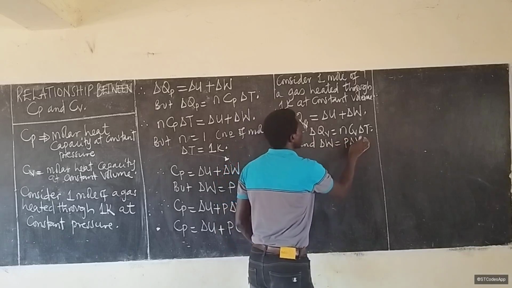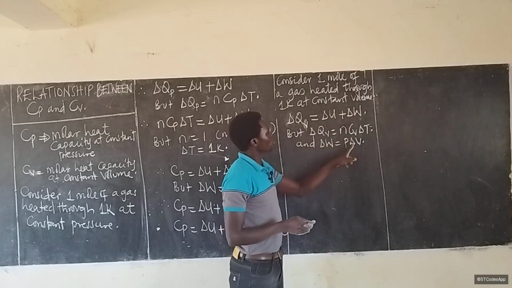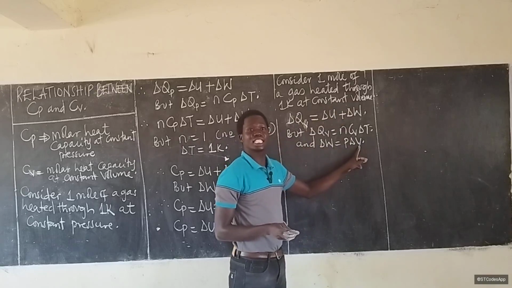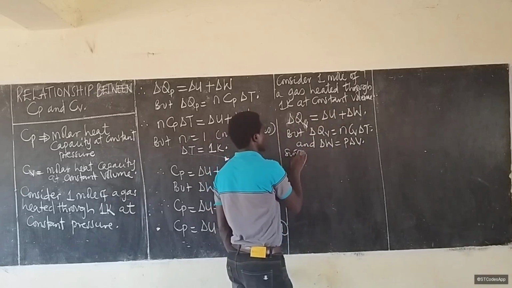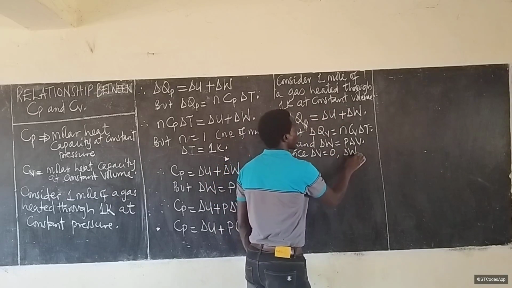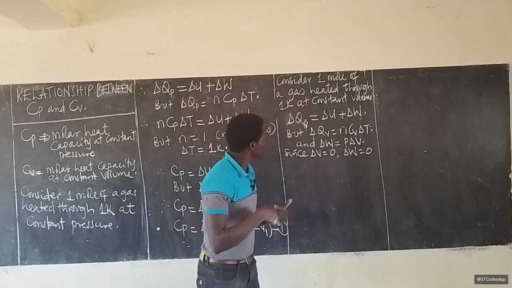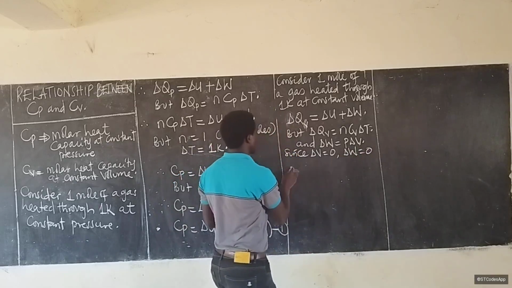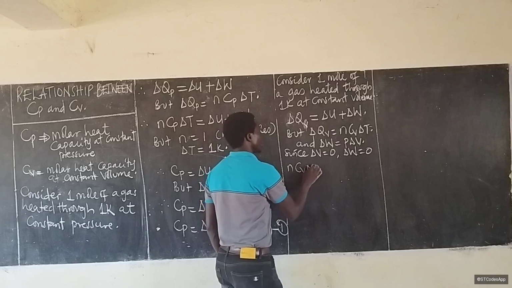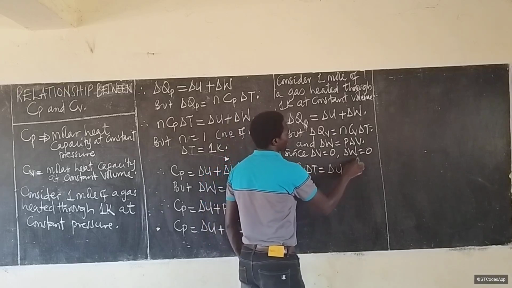So we will have that, and we need to see that the change in W, the work done, is P times the change in V. But in this case, we are dealing with a constant volume, meaning the change in V is 0. So since the change in V is equal to 0, the work done is 0. So there is no external work done in that case. So we can come and put it here: we shall have nC_V times the change in T becomes the change in U plus 0.